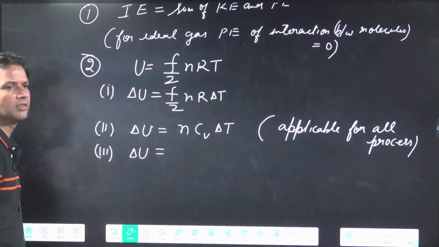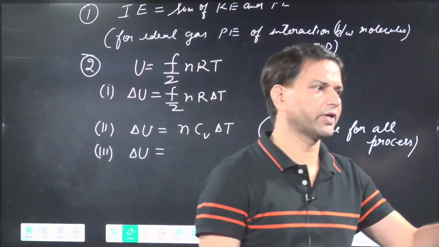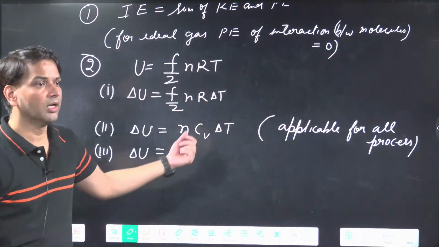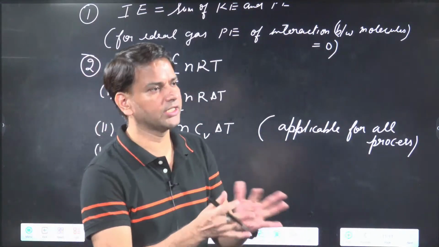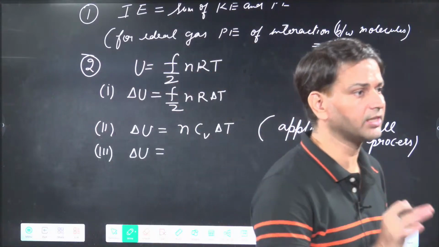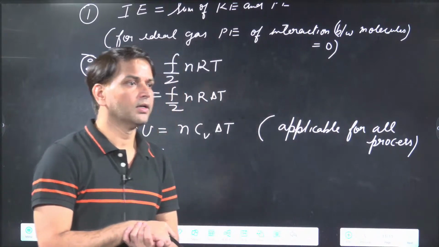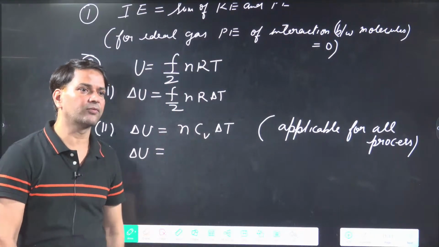Any other formula? CV we already know, if we know the gamma, we can write R upon gamma minus 1. So that is the same formula in a different form. Any other formula we can get? Suppose we don't know the temperature change, we don't know the initial and final temperature, we don't know the delta theta, but we know the pressure and volume. So how can we write delta U in terms of pressure and volume?